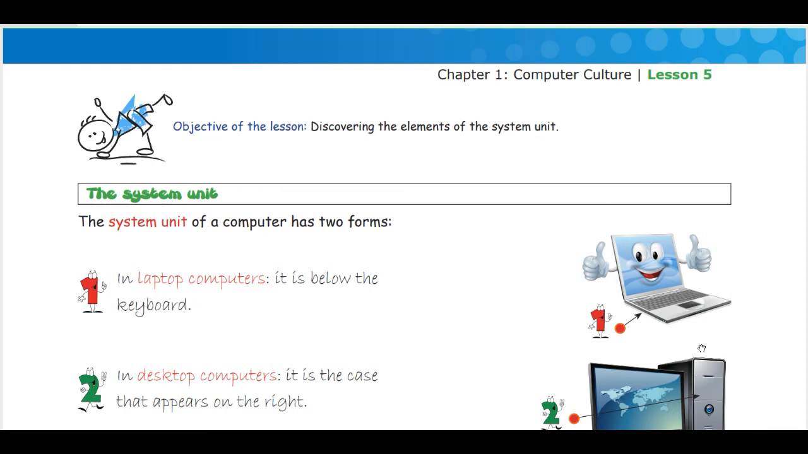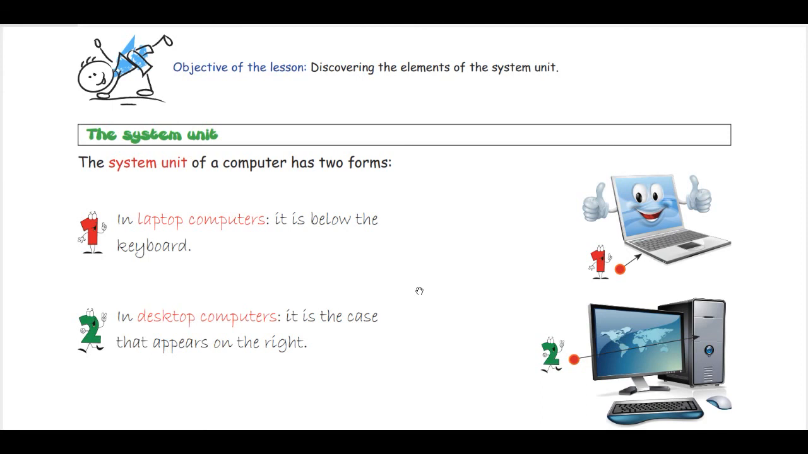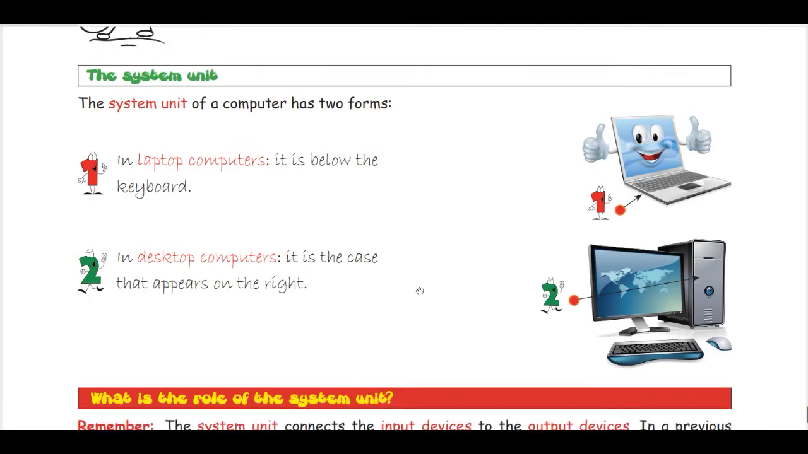Once done, you will start the lesson by showing them that the computer case or the system unit could be in a laptop or even in a desktop. Of course, in a laptop it will be under the keyboard. A smaller part will be used, while in desktop computers, the components inside the computer case are bigger and there is more space for them.